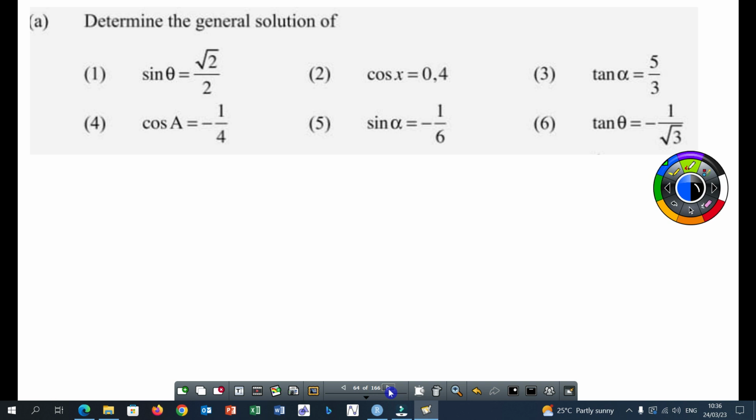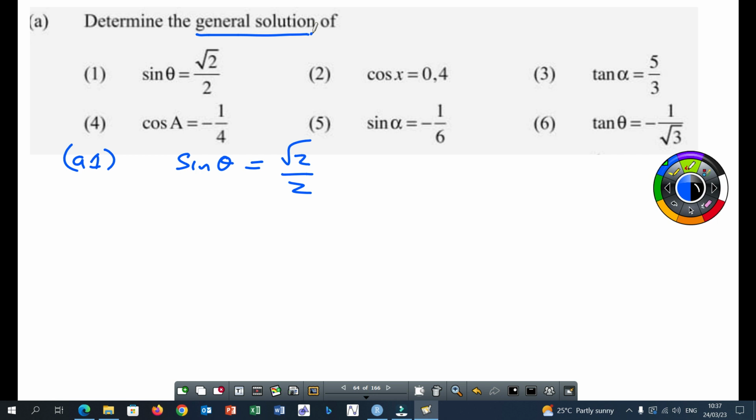Application. Let's start with number 1. We have sine theta. This is a grade 10 equation, but the question here says determine the general solution. In grade 10, you would get a restriction which says theta lies between 0 and 90 degrees. But now that is gone, because you are doing a little bit more advanced trig.